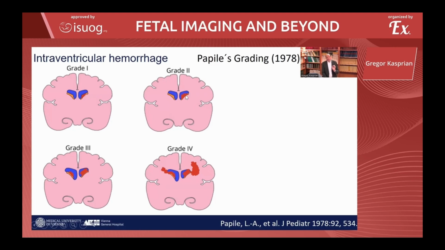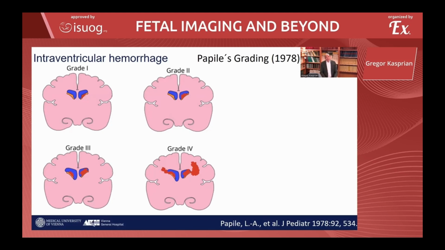Grade 2 protrudes a little bit into the ventricle, but the ventricle is not enlarged. Grade 3, there is more blood and the ventricle is enlarged. And grade 4, the blood goes also into the parenchyma. That's easy, everybody understands it, everybody applies it. Still today, it is the main way to classify an intracranial hemorrhage in neonates and also fetuses.